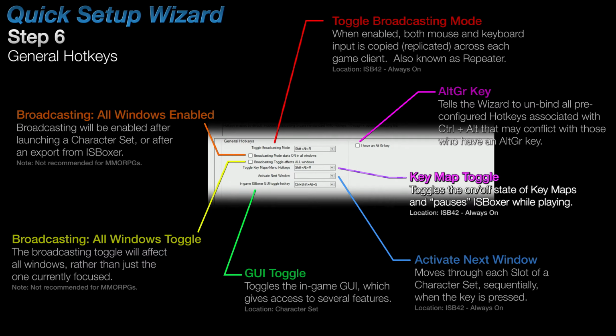Then there's toggle key maps and menus, which is used more or less to pause the multiboxing software so that you can use the keyboard and or mouse freely without your other characters receiving keys and performing in-game actions while you try to type. And then the ISBoxer GUI toggle is used to toggle ISBoxer's in-game GUI. The in-game GUI gives you access to some features of ISBoxer, but it's unlikely you'll be using this anytime soon, so I wouldn't worry too much about this one.